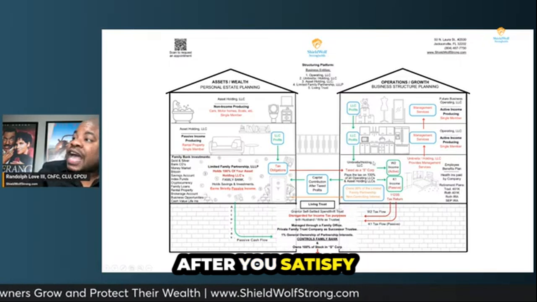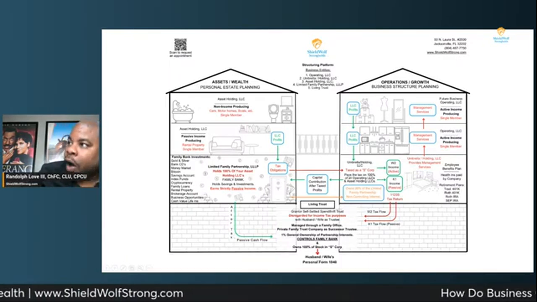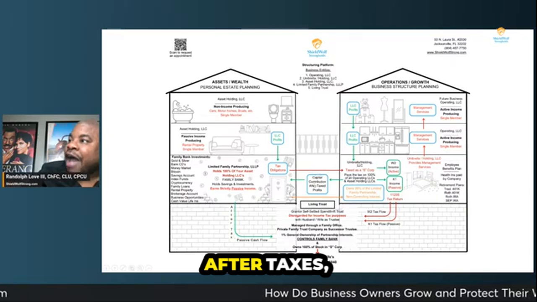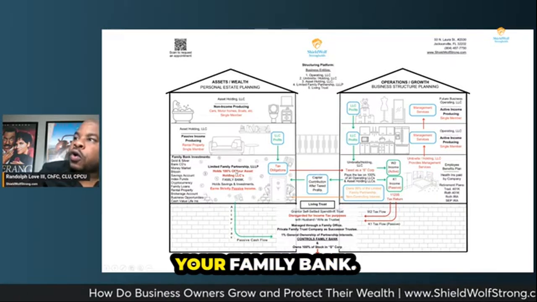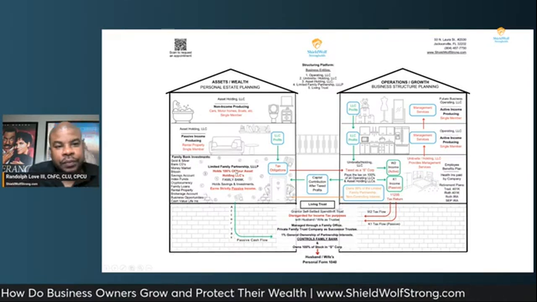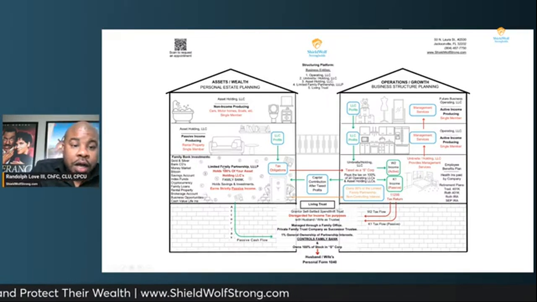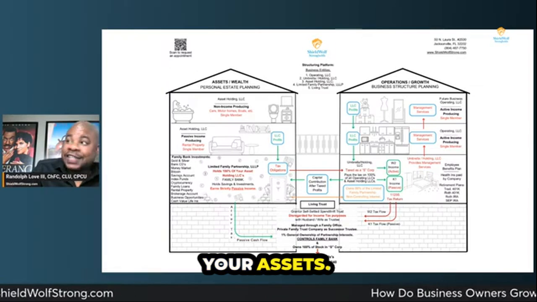After you've satisfied whatever the nominal tax requirement that you had to do on this side, with the money after taxes, you're going to make a capital contribution to your family bank. Now, your family bank is an entity that holds your assets.